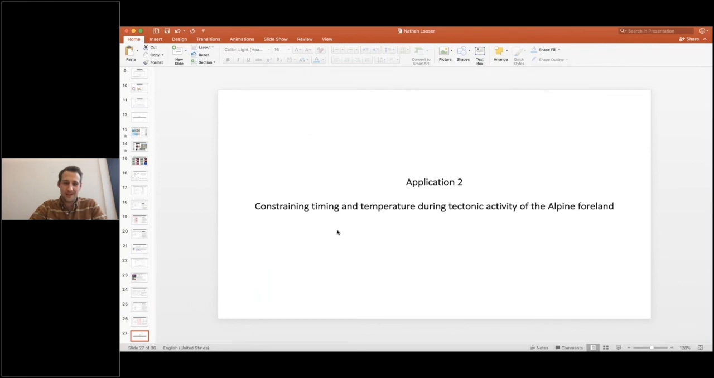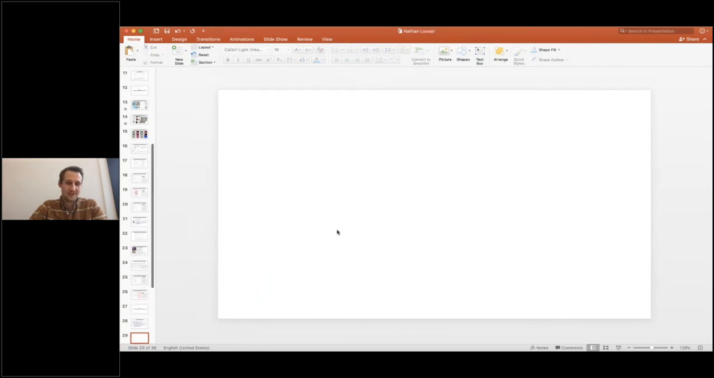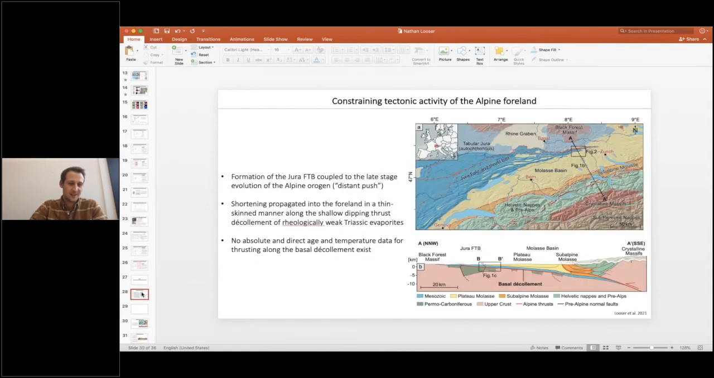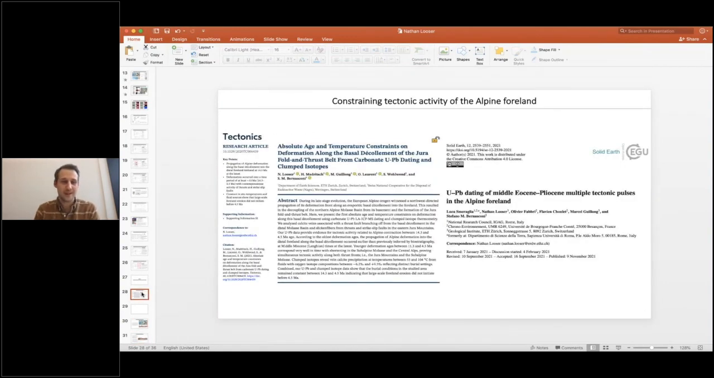So that would be the second application, but I don't think I have the time for it. So I just refer to these two papers. One that I published a year ago in Tectonics, where we constrained the tectonic activity of the alpine foreland, once in the basal décollement, together with Luca, but I think he can tell you more about that. Also different tectonic pulses more in the Western Jura. Okay, so that's from my side. Happy to take any questions.